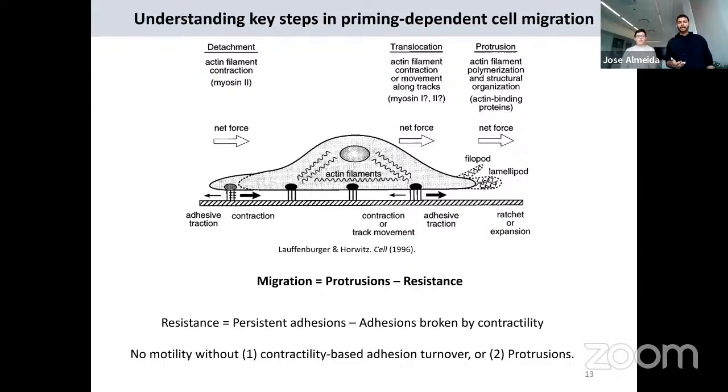We can look at this migration as the protrusions that the cell is trying to make minus the resistance offered by the adhesions. And we know that without any protrusions or without any turnover of these adhesions, there is no cell motility.